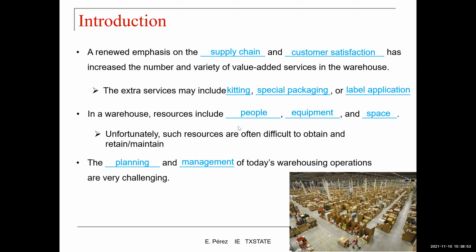Also, as we become more dependent on these types of services, things that can disrupt the supply chain can also create additional challenges, which we have seen and experienced during this pandemic.